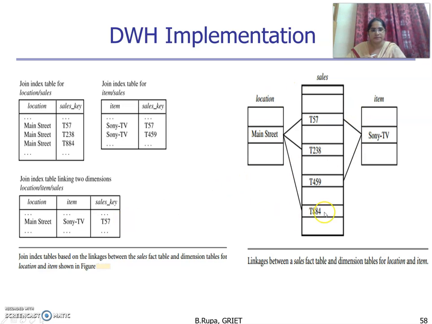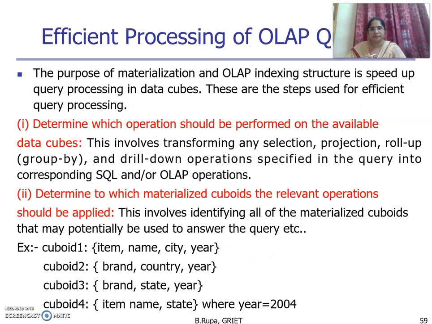Okay, let us observe this diagram. Here, based on these keys, T57, T70 and Sony TV and Main Street are the location. In the same way we have Main Street and one more ID, T884, and the item number is not available here. Based on these keys, we need to join all the location values and the item values. Whenever the key is matched for both the location and item, we can join them. That is about the join index table.